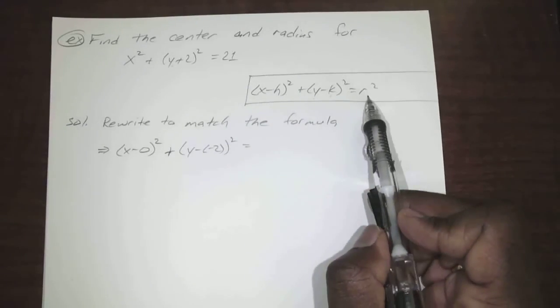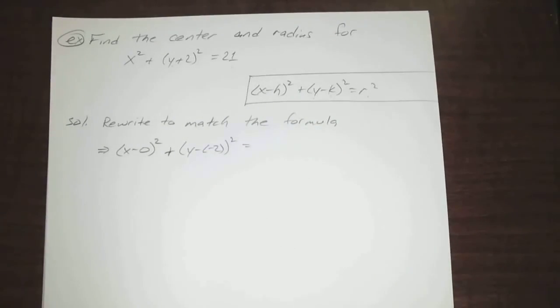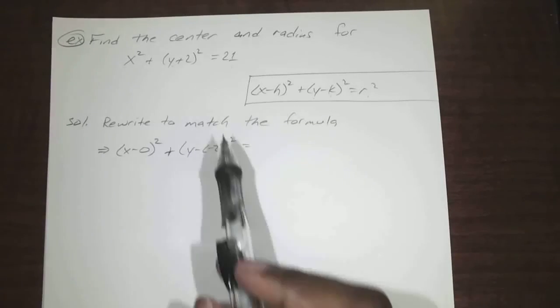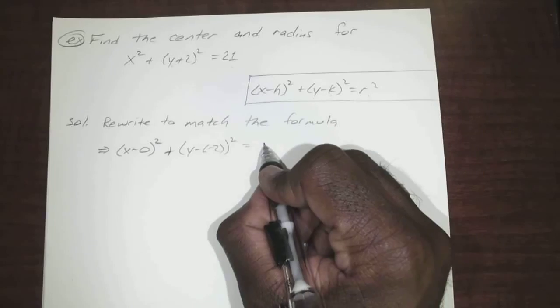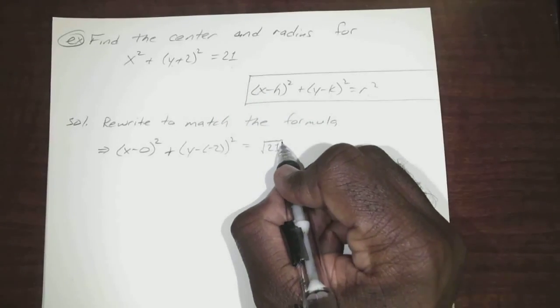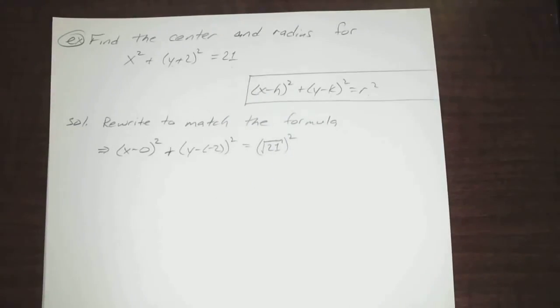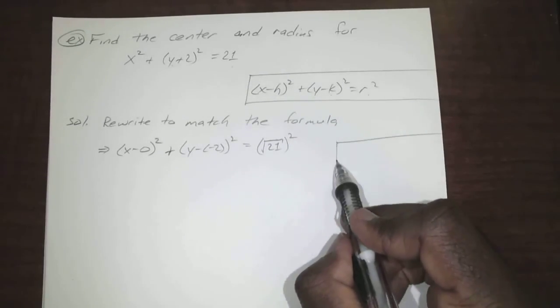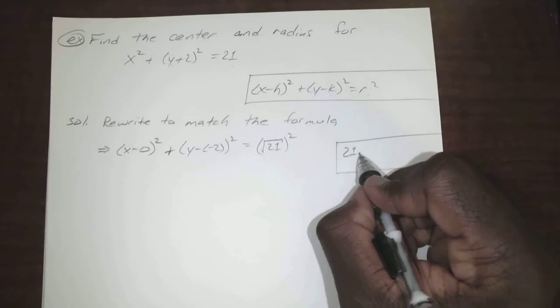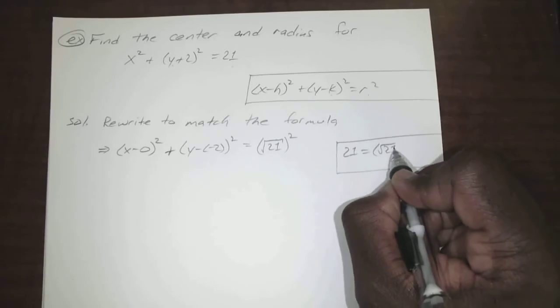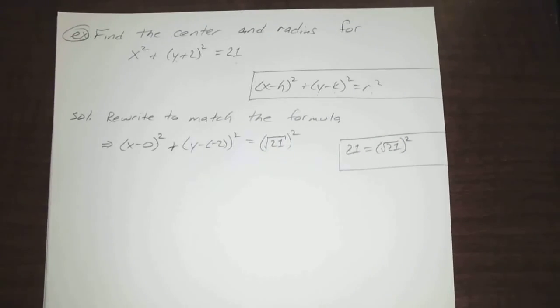Okay, so to get our r squared, 21, you can't do it like you did 4 to make it 2 squared. It's not a perfect square. So with 21, you can just make that equal the square root of 21 squared, since we know that 21 is just the square root of 21 squared. So if you had 19, you do square root of 19 squared. Same thing.